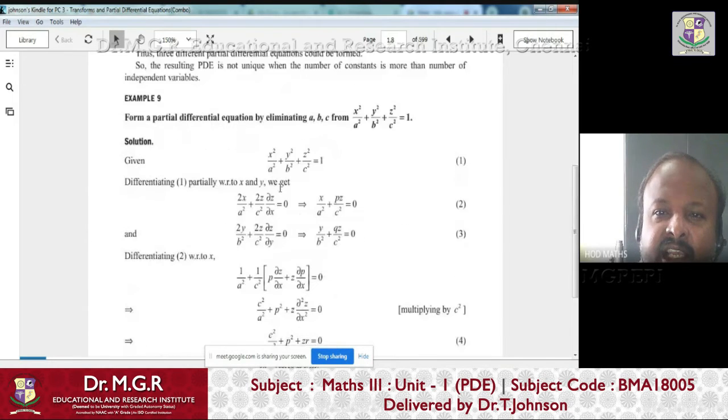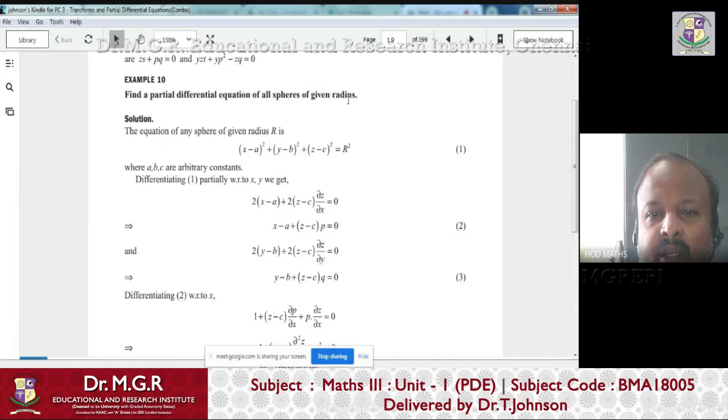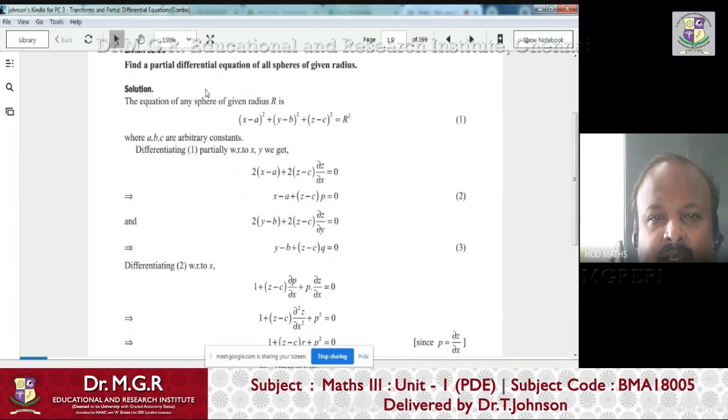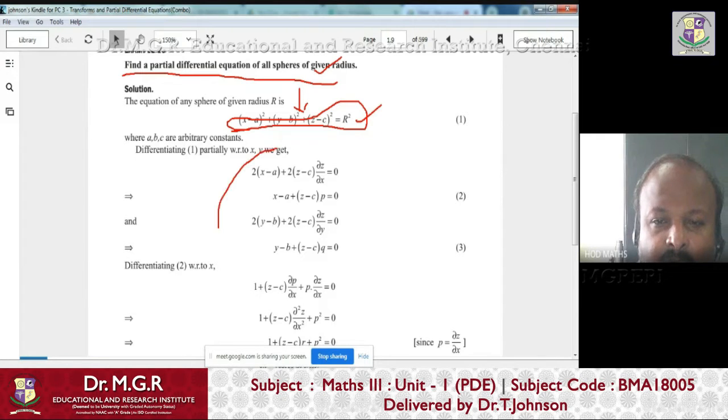There are certain functions they give straight away like this, and for certain functions they don't give the function in the question, they give only the words. By understanding the words, you can see what the original equation is. See, in the question they give only: find a partial differential equation of all spheres of given radius. So the equation is not given. By understanding this line, you have to write this. That is very, very important. If you don't know how to write this, then you can't start the problem. So you should understand the question and form the equation. Then after forming the equation, you can form the corresponding PDEs by partially differentiating with respect to x and y.